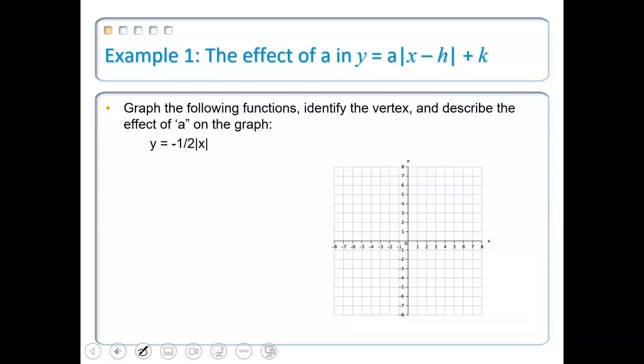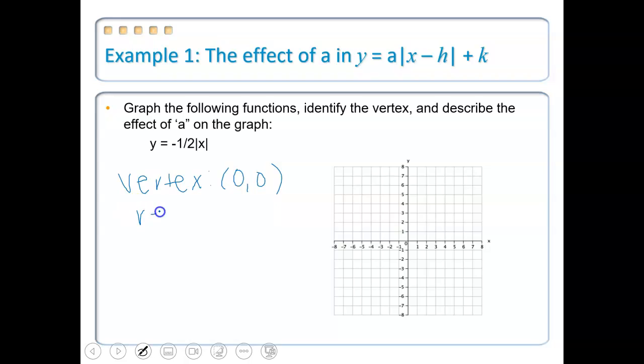So now what we're going to do is identify our vertex, identify the A and what it does to our graph. In this case, the graph is not shifted left or right or up and down. So my vertex remains at the origin because H and K are both 0. For today, we're going to keep our graphs at the origin so you can get a better idea of how the A values come in.